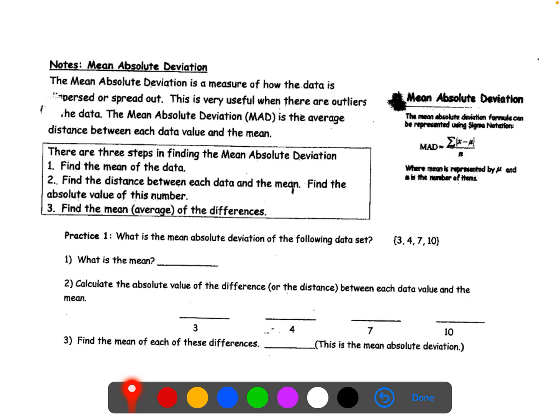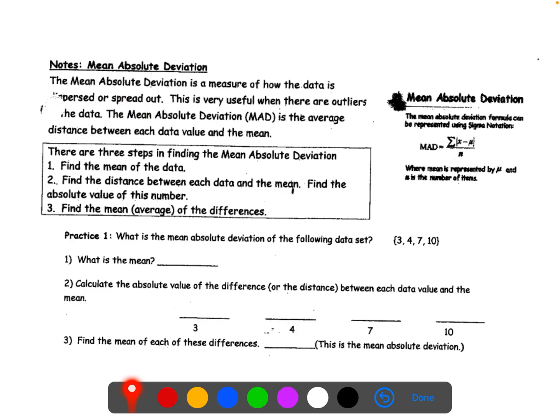So we're going to actually jump between the two pages of this lesson. So if you would just fill in with me the different parts that we're doing. We've got a description of mean absolute deviation, which sometimes we abbreviate as MAD, M-A-D. So we've got the mean absolute deviation as a measure of how the data is dispersed or spread out. So that would consider some of those outlier numbers.